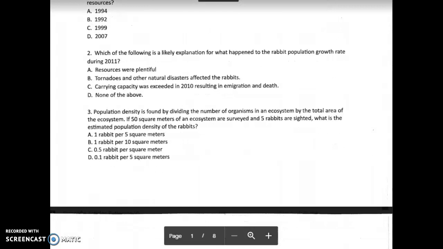Number 3. Population density is found by dividing the number of organisms in an ecosystem by the total area of the ecosystem. If 50 square meters of an ecosystem are surveyed and 5 rabbits are cited, what is the estimated population density of the rabbits? A. 1 rabbit per 5 square meters. B. 1 rabbit per 10 square meters. C. 0.5 rabbit per square meter. D. 0.1 rabbit per 5 square meters.